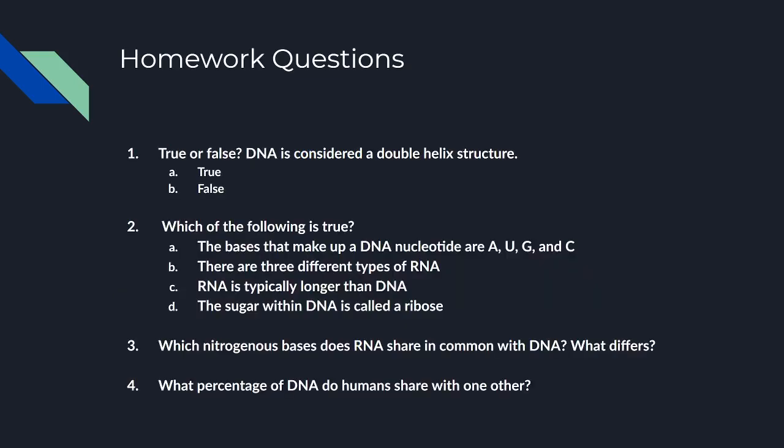Here are a few homework questions. Feel free to look back in this lesson if you're having trouble. True or false? DNA is considered a double helix structure. Which of the following is true? A. The bases that make up a DNA nucleotide are A, U, G, and C. B. There are 3 different types of RNA. C. RNA is typically longer than DNA. Or D. The sugar within DNA is called a ribose. Which nitrogenous bases does RNA share in common with DNA? What differs? And finally, what percentage of DNA do humans share with one another?